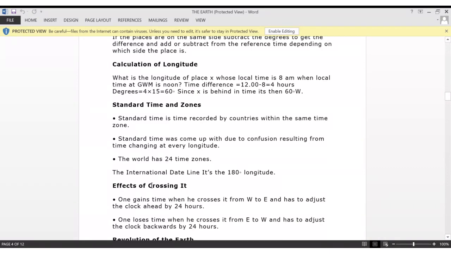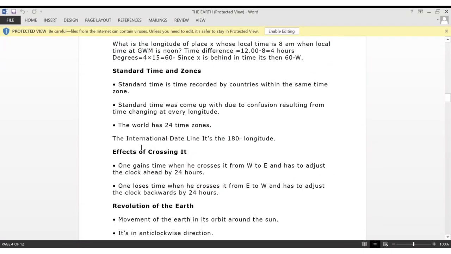So let's convert. If 1 hour is equal to 60 minutes, what about 4 hours? So we will do what we call cross multiplication, or we can say maybe 1 hour is equal to 15 degrees, whereby we will take now 4 times 15 to get 60 degrees. Now X will be behind by 60 degrees west.